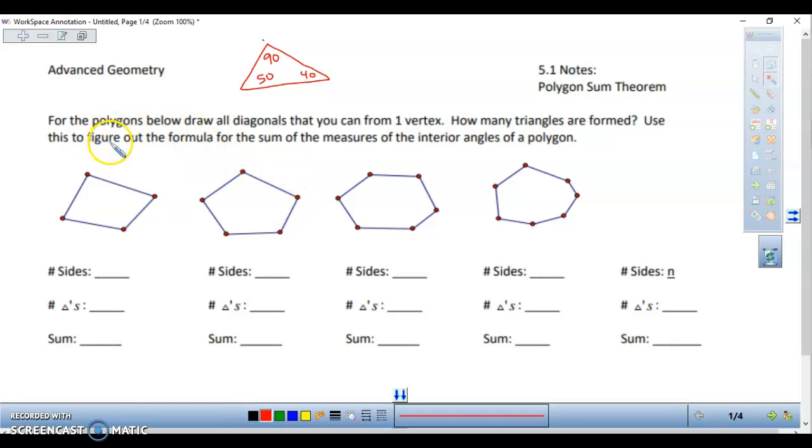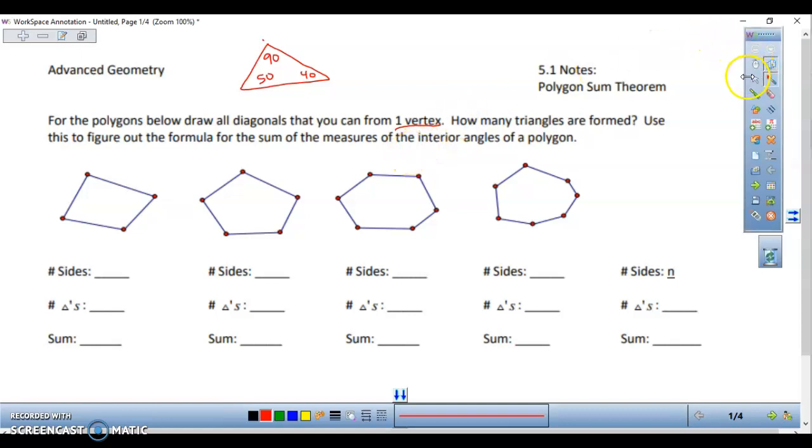So for the polygons below, draw all diagonals that you can from one vertex. I'll model this, but I'd like for you to do this on your paper as well. How many triangles are formed? Use this to figure out the formula for the sum of the measures of the interior angles of a polygon.